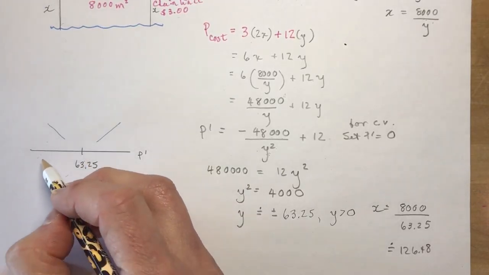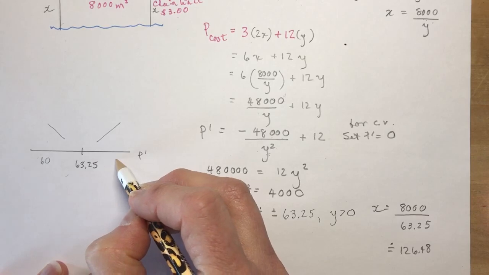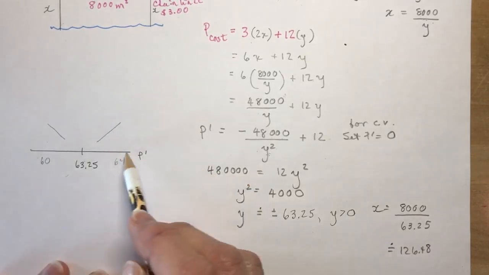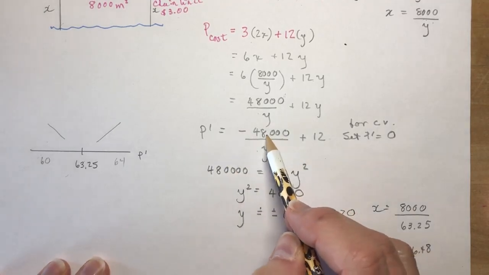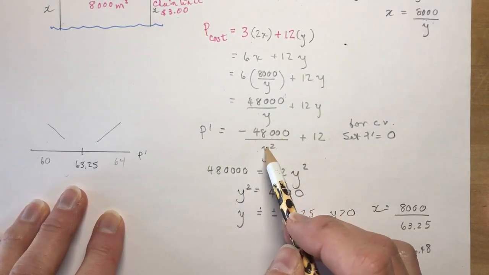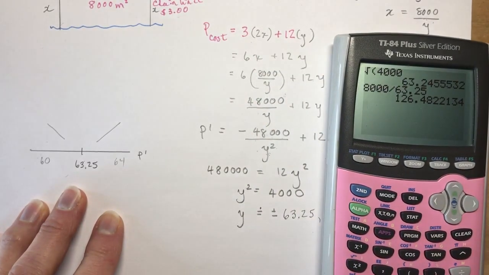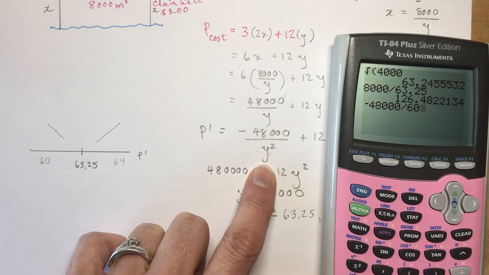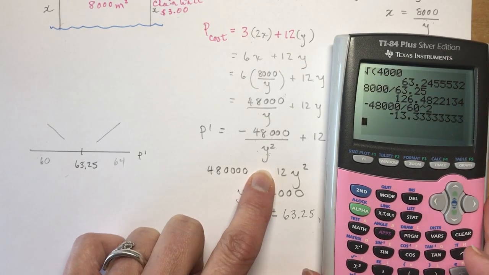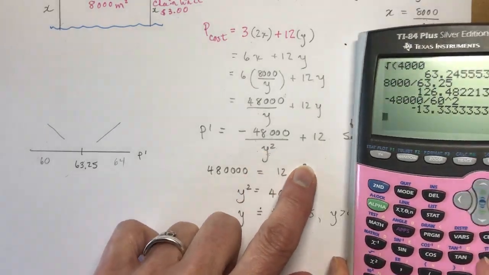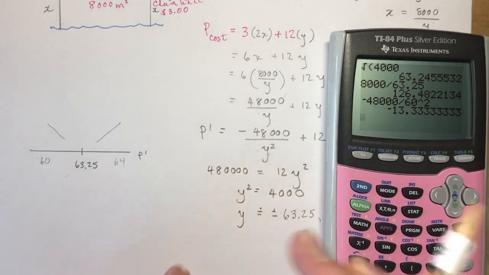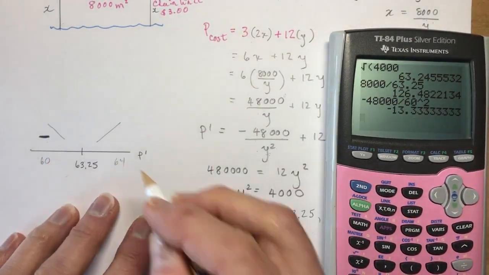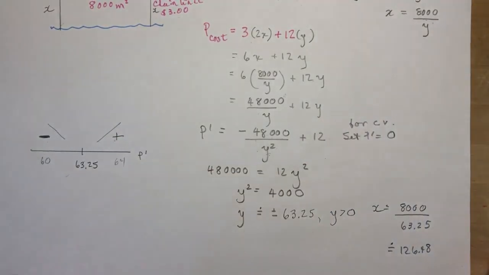So that means this must be negative and this positive for this to be a minimum. And if I chose, let's say 60 here and, let's say, 64 or something on either side, and plug it into the derivative here, P prime. So if I did minus 48,000 divided by 60 to the power of 2, that gives me a negative 13.33. And if I added 12 to that, that would be negative. So it is negative. And if I go to the other side, I'm going to find that it's positive. I'm not going to waste your time.